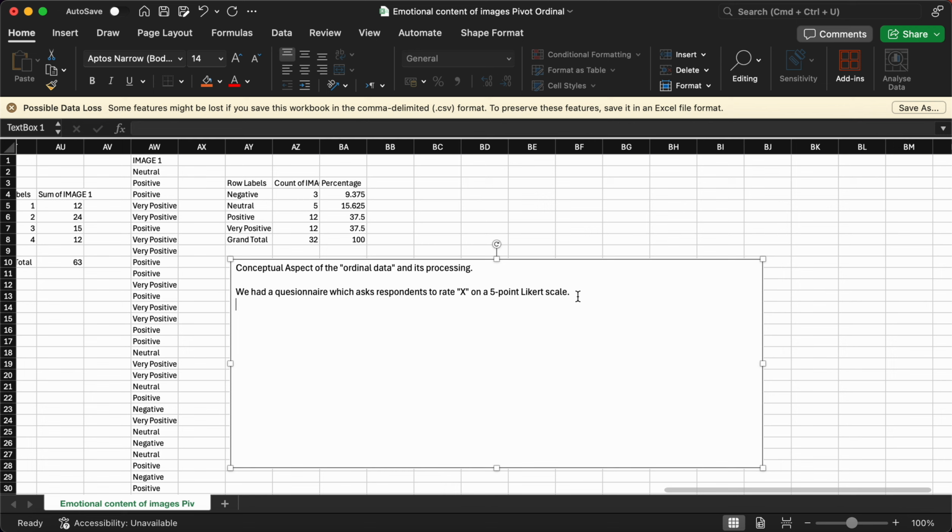All right, I'll write here. So we're doing things correctly. Very positive was one, right or no? Very positive, neutral, negative, very negative. So these were our values. What are these? These are ordinal values.